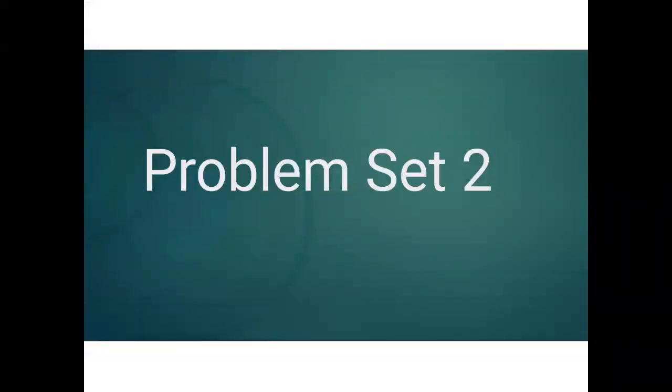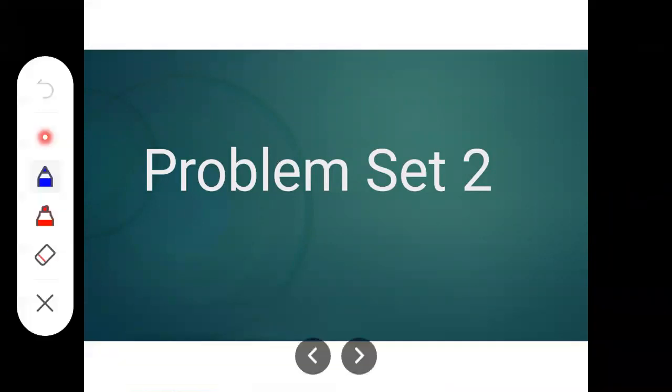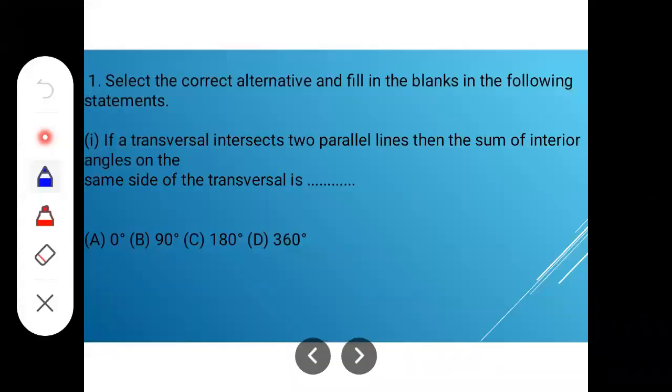So here you can see the problem set. The first example of this problem set is an MCQ type question. You have to choose the correct alternative and write the complete statement along with its right option. See, the first example is given here. If a transversal intersects two parallel lines, then the sum of interior angles on the same side of the transversal is. Now the options are given here.